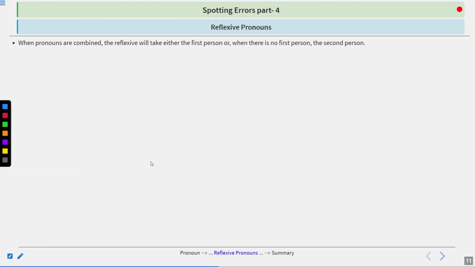Reflexive pronoun. When pronouns are combined, the reflexive will take either the first person, or when there is no first person, second person. Ram and I have decided ourselves about purchasing a house. So Ram is the third person and I is the first person.